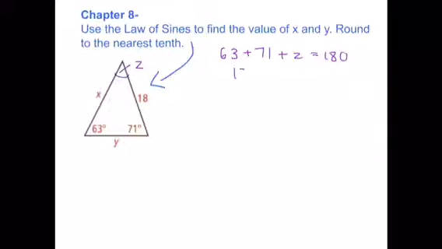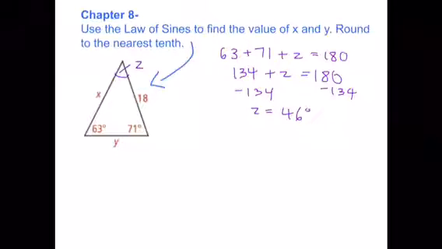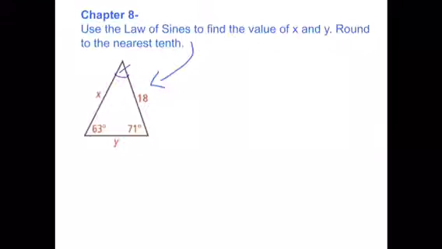of the last angle. Next, I'm going to simplify, subtract 134 from both sides, and my answer is z equals 46 degrees. Now I can replace the variable in my drawing with the measure of the angle and begin to label the triangle with the variables I need for the law of sines.